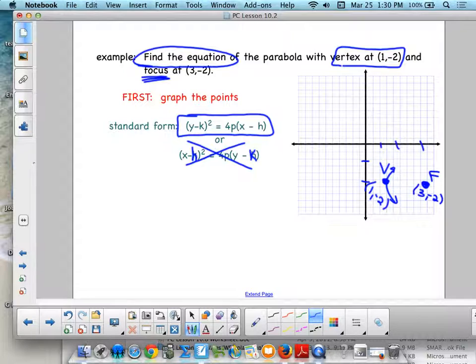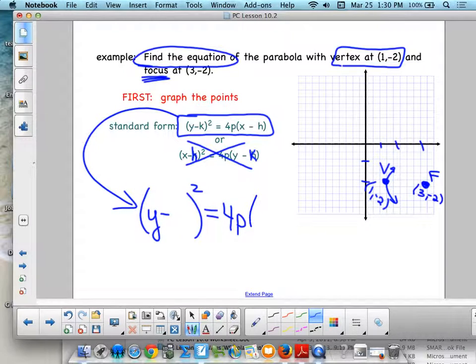All right, so let's come over here and write the equation. It says y minus k squared equals 4p times x minus h. Well, the h and the k, hk is the vertex. Right here. Just plug them in. Somebody tell me what to write. Y minus 2. Okay. Equals 4 times p times x minus 1. Just fill in the vertex.